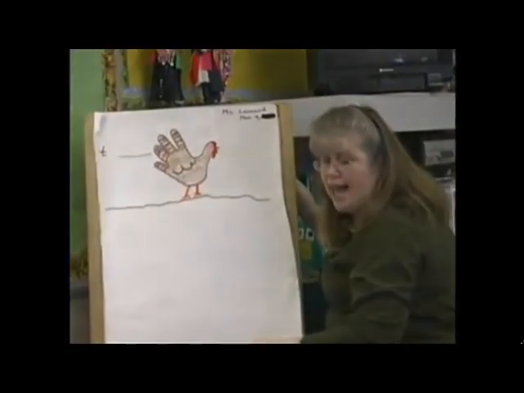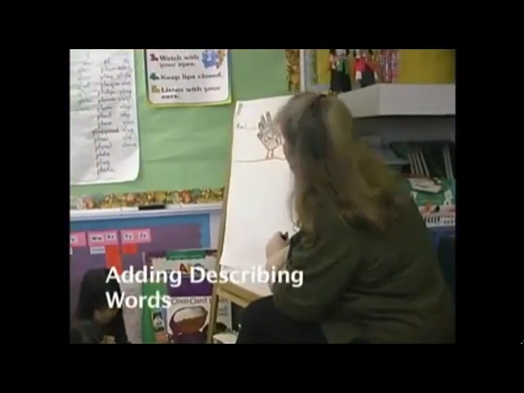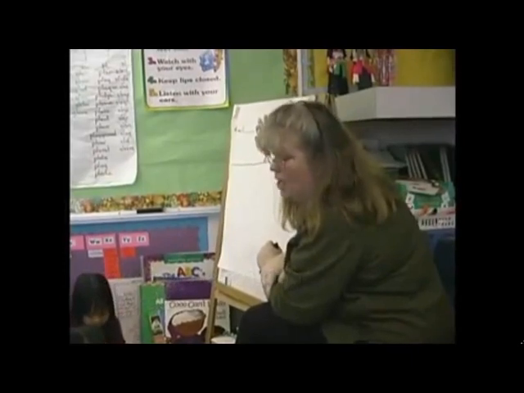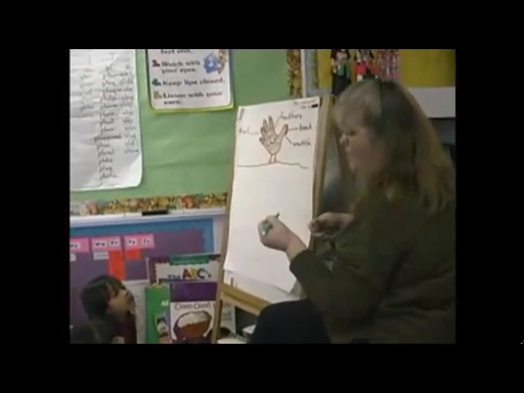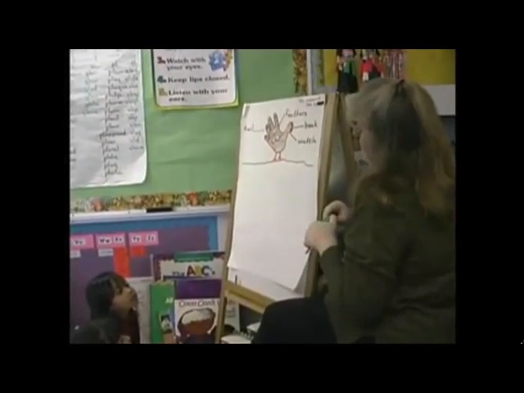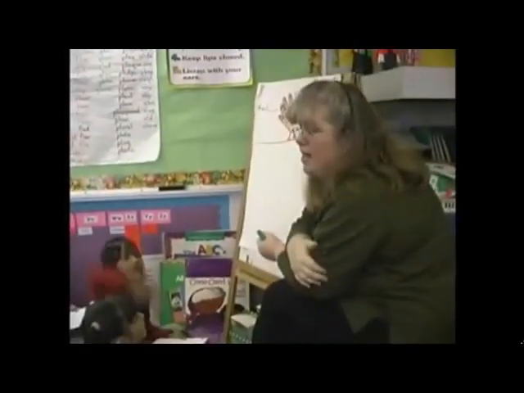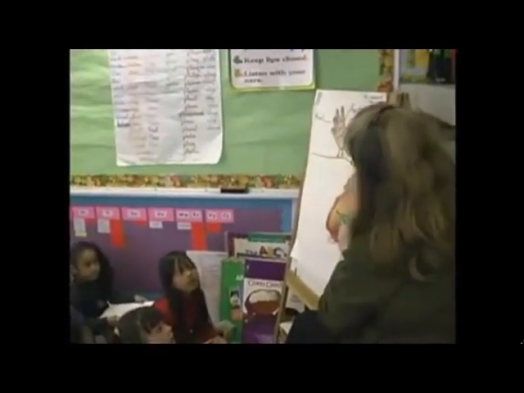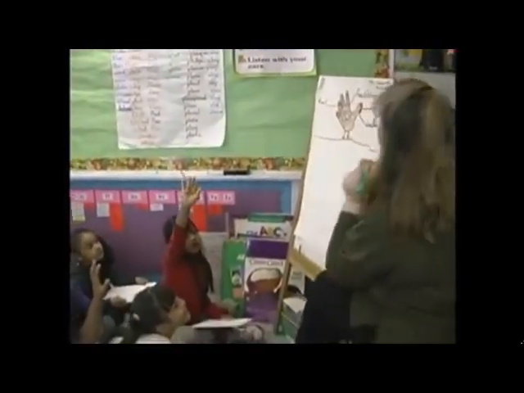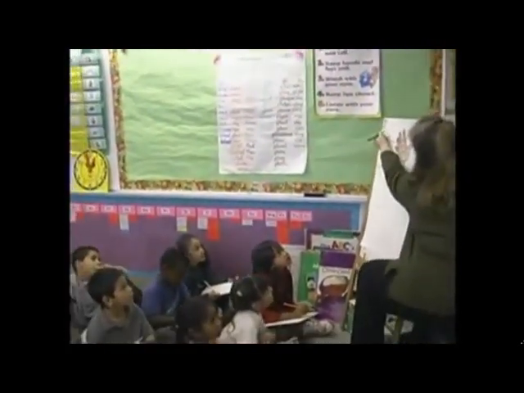It's not going to be very interesting because I don't have any describing words yet. So I'm going to go back and do one more thing to help my writing be more exciting. I want to add a describing word to each one of these. What kind of a tail do you think turkeys have? Colorful tail. I like that word, colorful. Could you use another word instead of colorful? Beautiful tail. Pretty, beautiful.